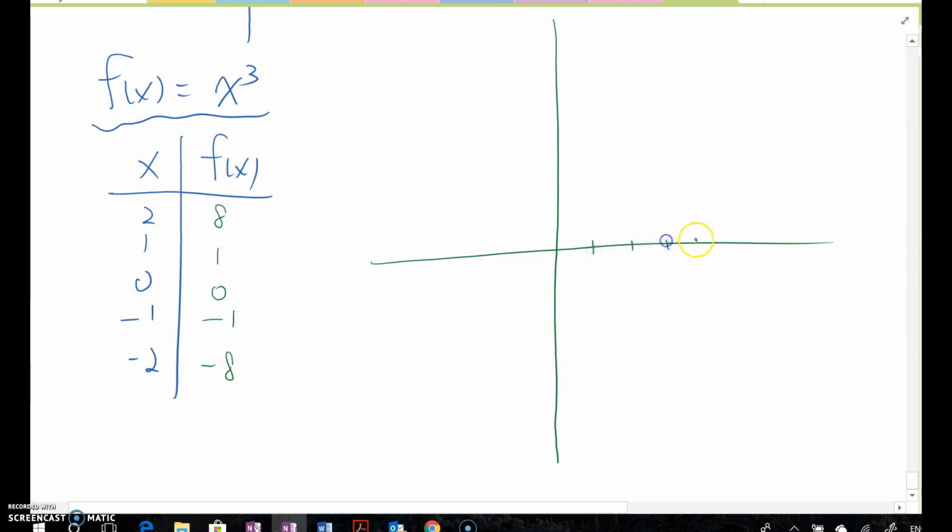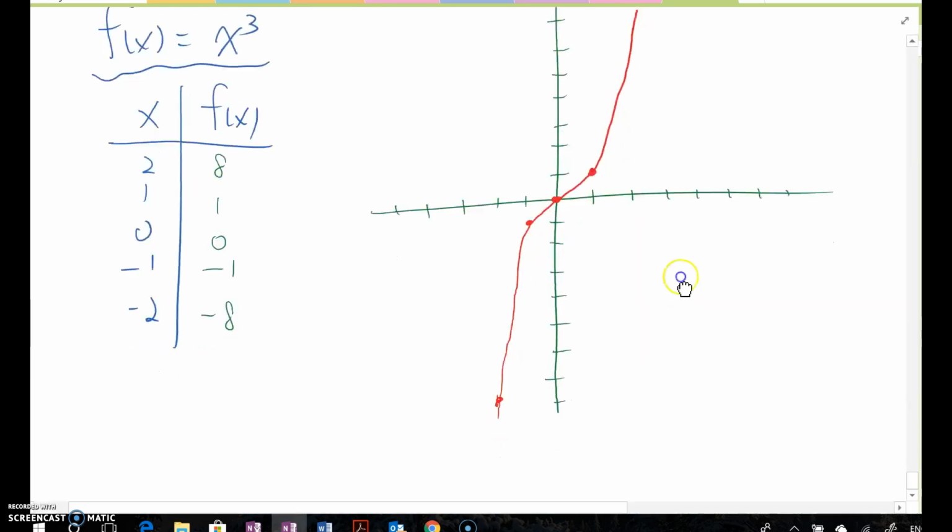So the points are 0 and 0, 1 and 1, negative 1 and negative 1, negative 2 and negative 8, and 2 and 8 here. So if you connect them, then it looks like this. So that is the f(x) equal to x cubed function.